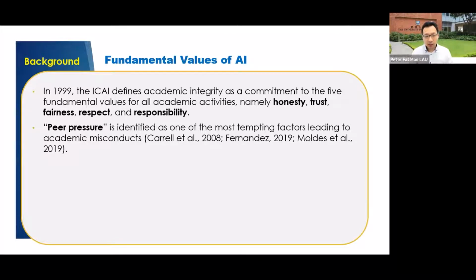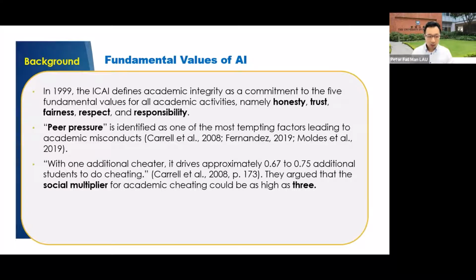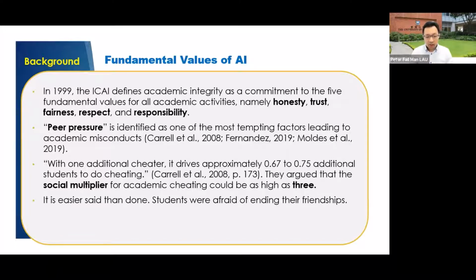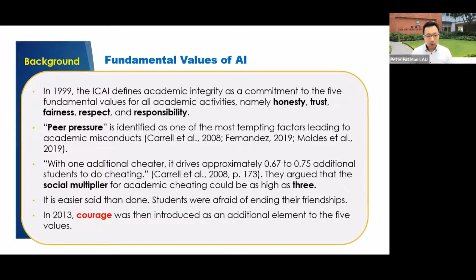However, many studies identify that peer pressure is one of the most tainting factors leading to academic misconduct. And there's a very terrifying result from Caroline. They argue that the social multiplier for academic cheating could be as high as 3. And of course, it is easier said than done. However, we have to understand that students may be afraid of ending their friendship with their peers. So in 2013, courage was introduced as an additional element to the 5 values.